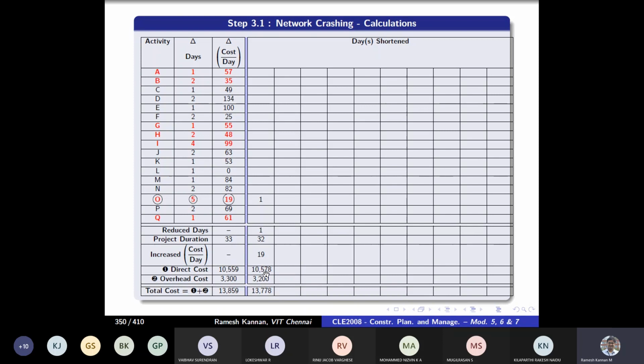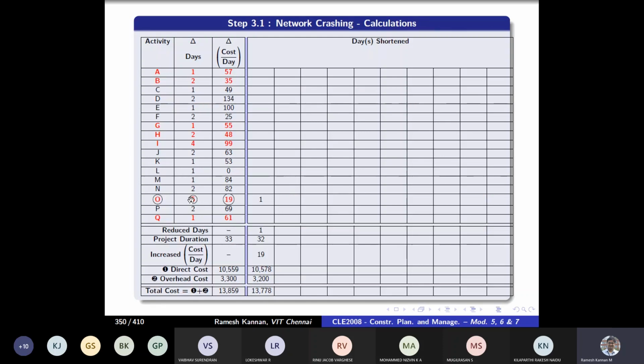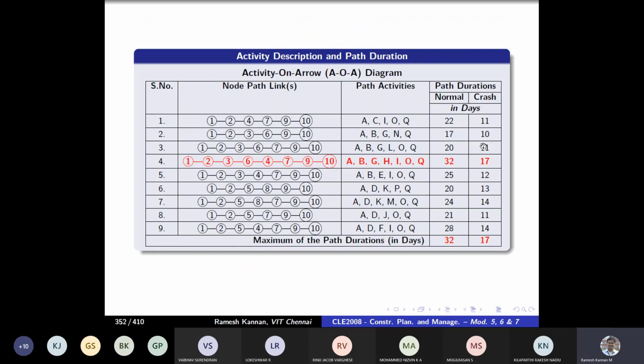But when you add both the things, 10,578 plus 3,200, that will become the total cost. So that will become 13,778. So which means there's a decline in the total cost. Same way, let's take a look at the CPM. The O activity is no more 9 days, it becomes 8 days. The reason is that we have reduced 1 day out of the 5 possible reductions, right? Then we'll check the critical path and we'll see that it's 32, still 32.